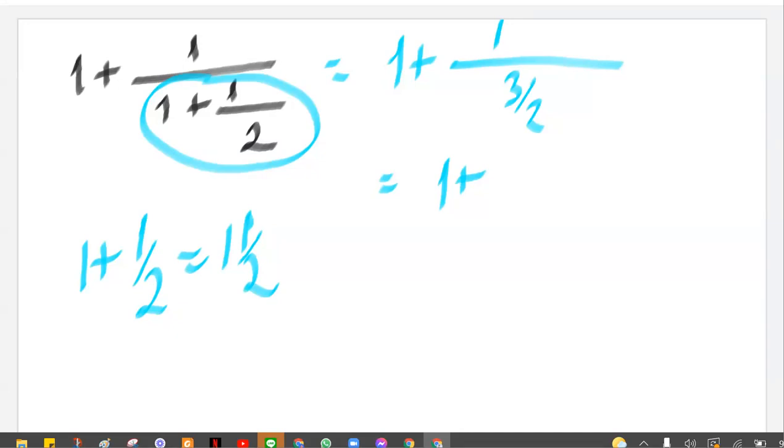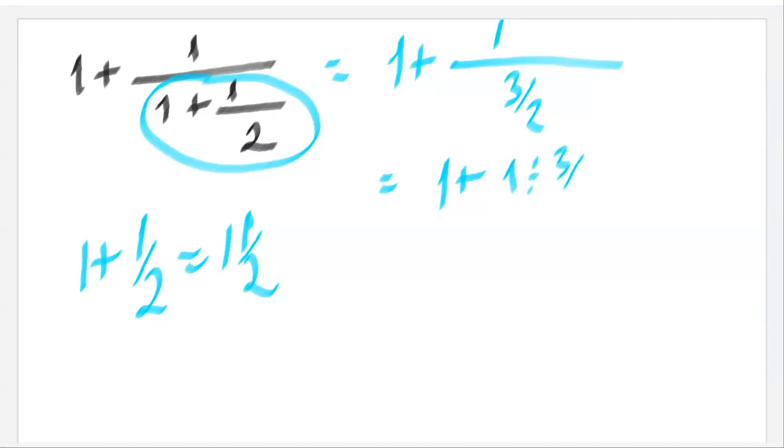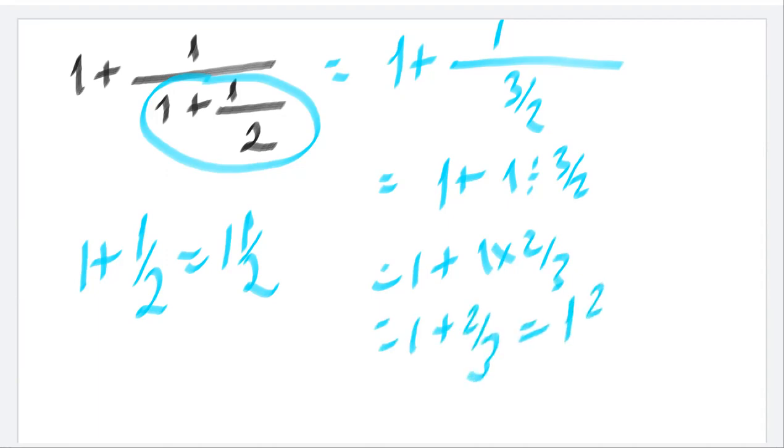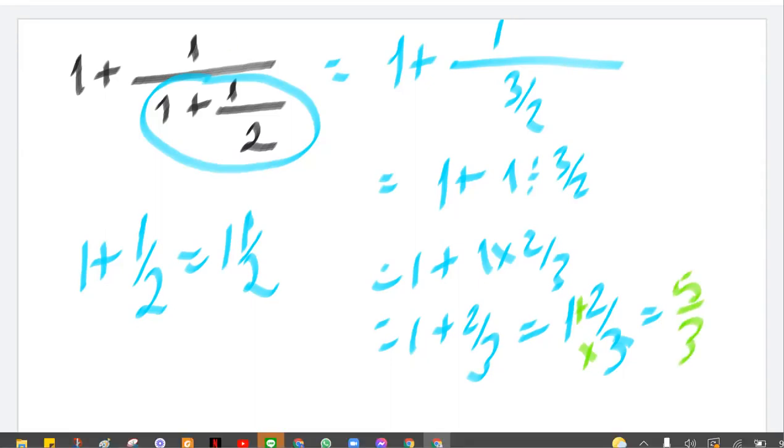1 divided by 3 over 2. If you remember to flip, you can just flip and multiply. But if you forget, follow the rules so you will not make any mistake. So 1 plus 2 over 3. And remember, we said that this is the same as this one. So you can leave it like this, or you can change it to an improper fraction: 3 times 1 plus 2 is 5 over 3. So this is how it works.